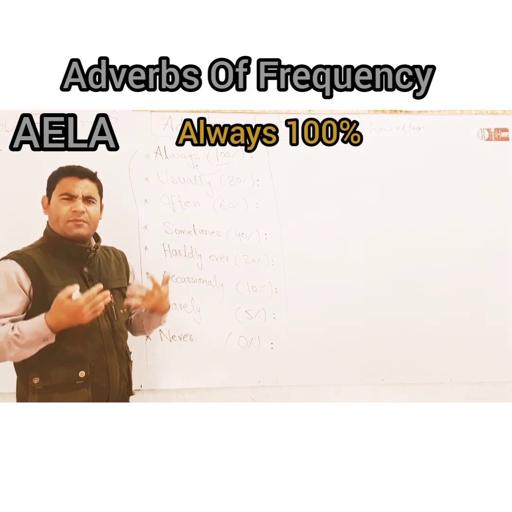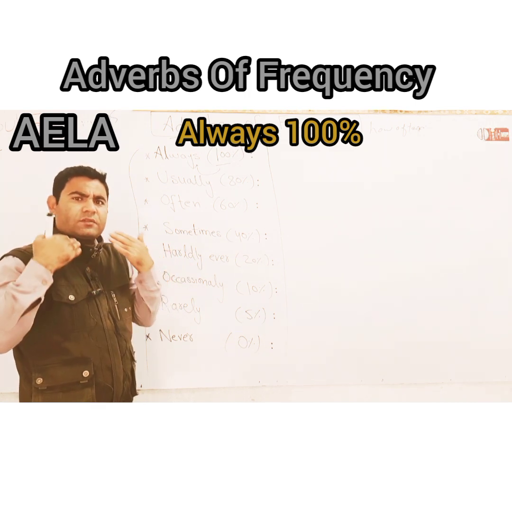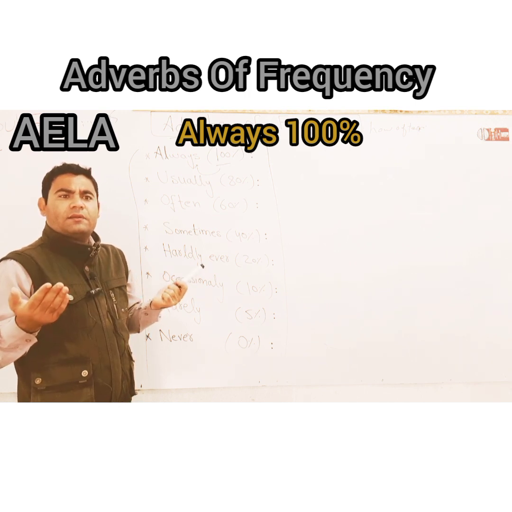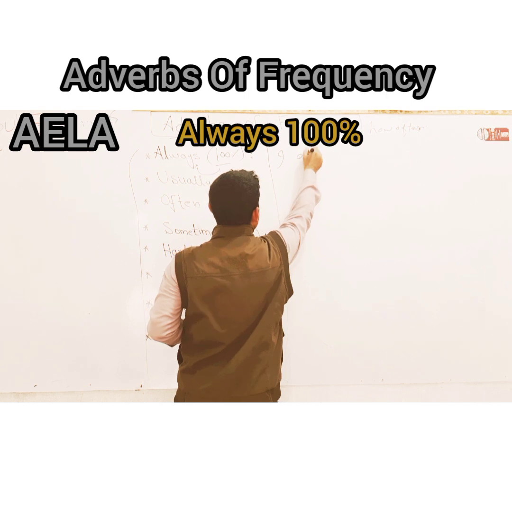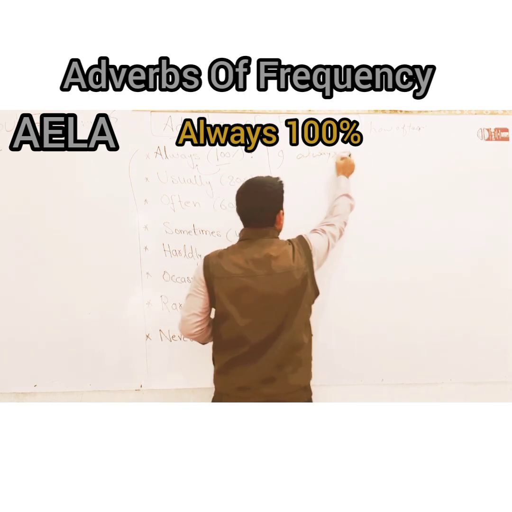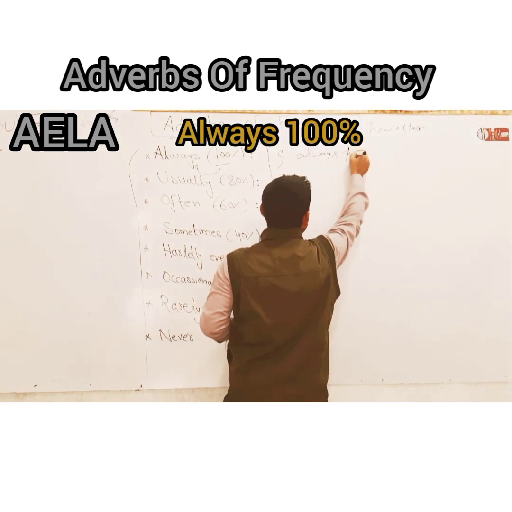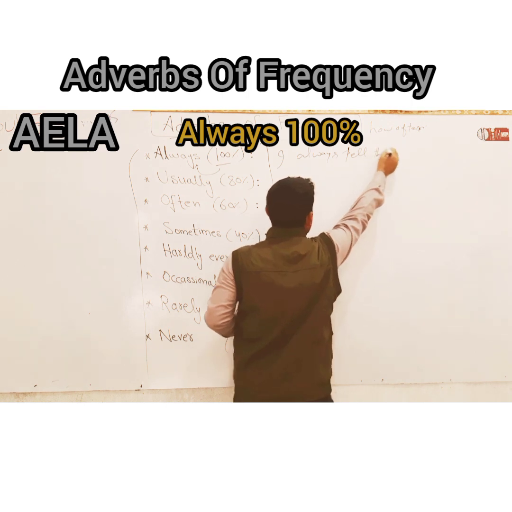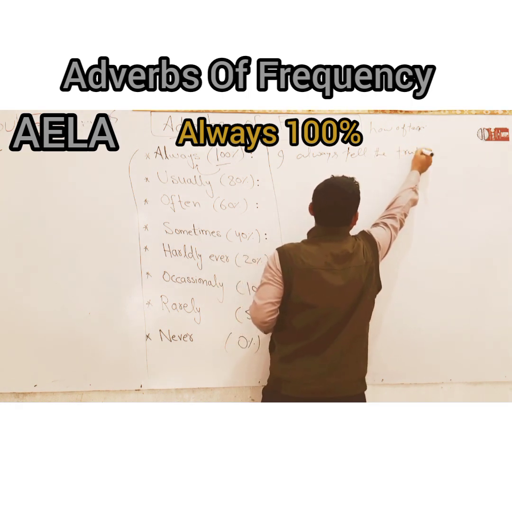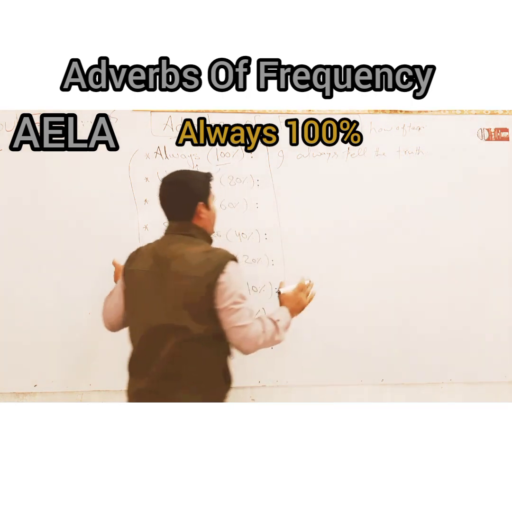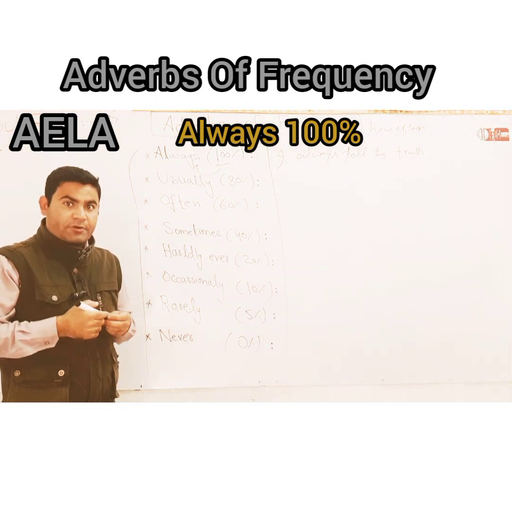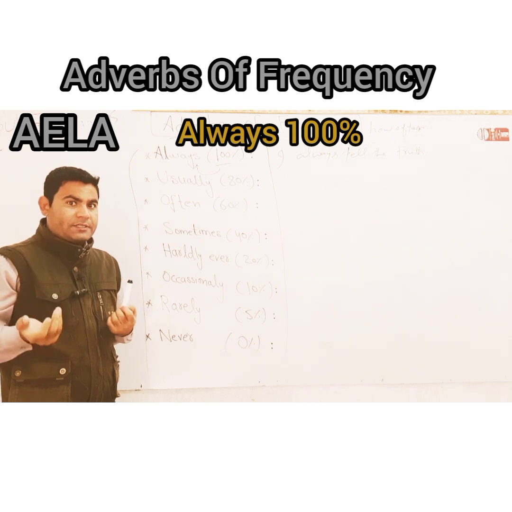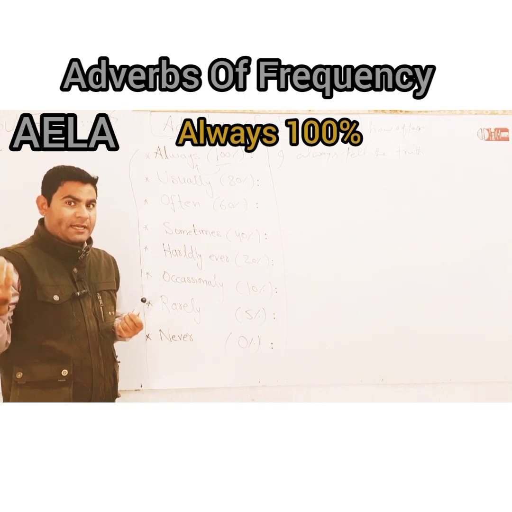Use always when you do that thing in time of need. For example, I say I always tell the truth. When you say I always tell the truth, it means that it is not my daily routine, but when I need to tell, I don't lie, I tell the truth.